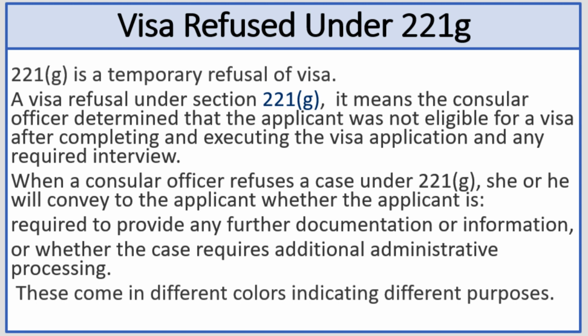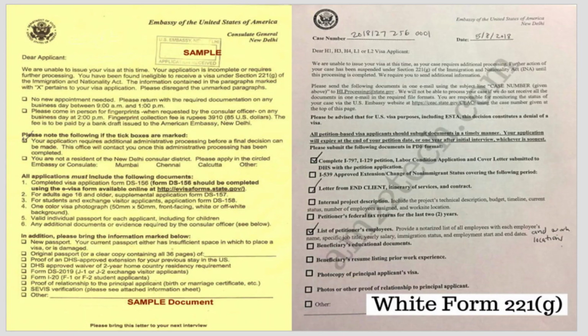If you are refused and the officer needs more information or documentation from you, they will check a box and give you a 221(g) paper. There are four of them: blue, pink, white, and another color, yellow. All of them have different meanings. I'm not going to go through this in this video because I already have a video on the color-coded 221(g). If you want to watch it, I don't want to put the link in this video.